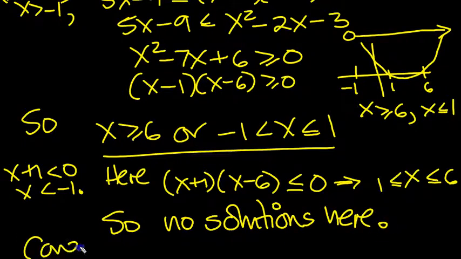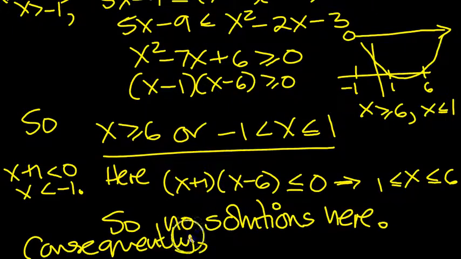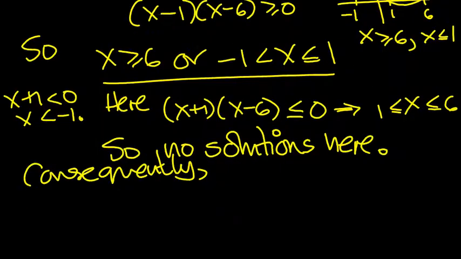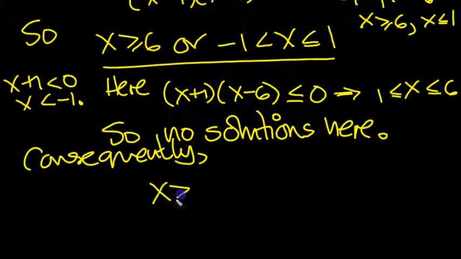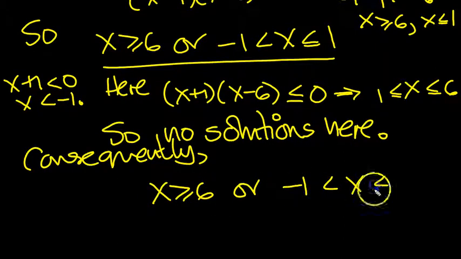Consequently then, we can just finally collate these entire solution sets, and we've seen that x can be bigger than or equal to 6, or minus 1 is less than x is less than or equal to 1.